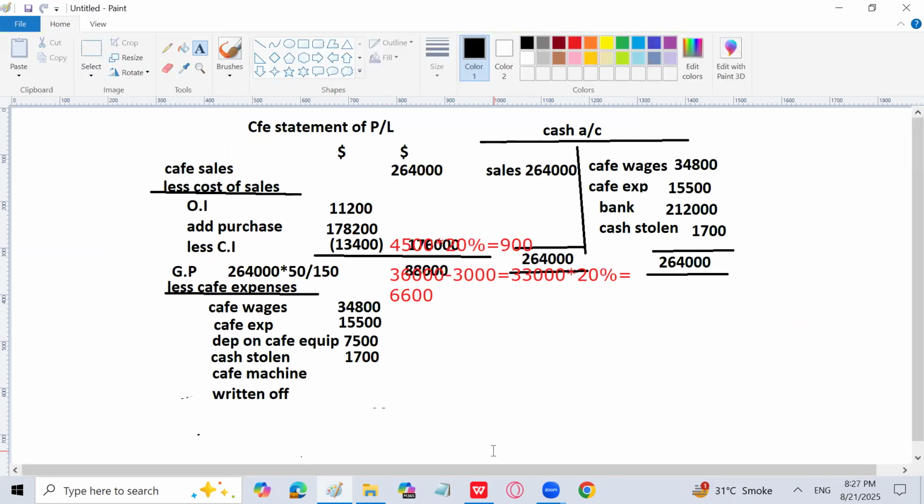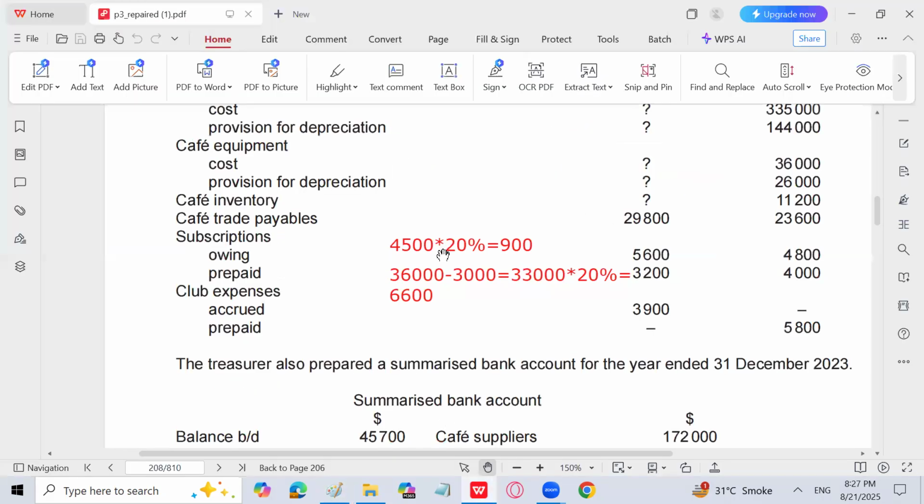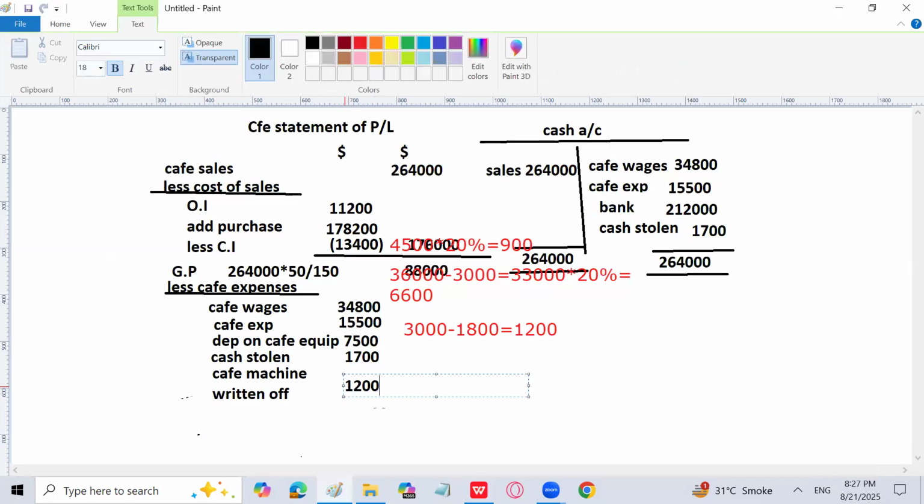Now I have to write the cafe equipment machine which is written off. So the amount of the cafe machine is 3,000 minus 1,800, because the cost is 3,000, but it has already been depreciated by 1,800. So the value of the asset is now 1,200 and it is to be written off, it has become 0. So now I can write the expense, cafe machine written off, and here I will write 1,200.